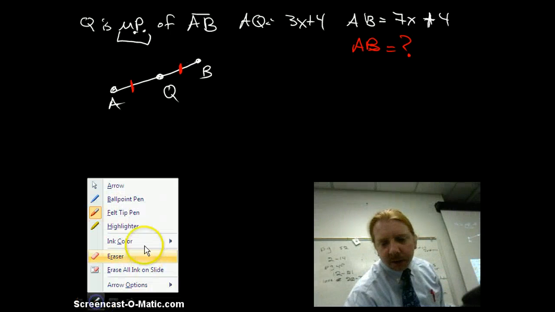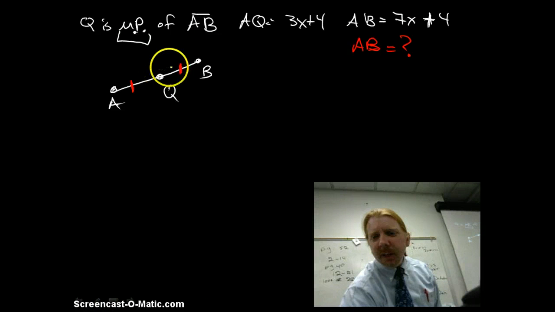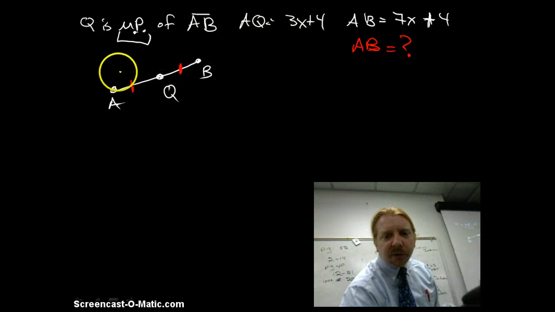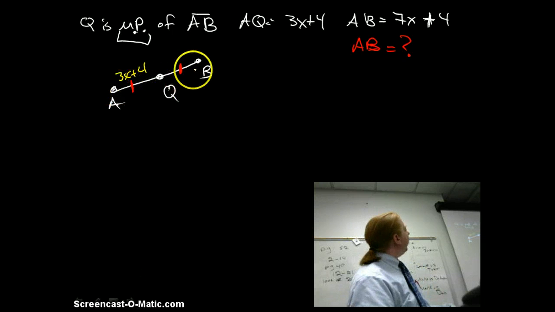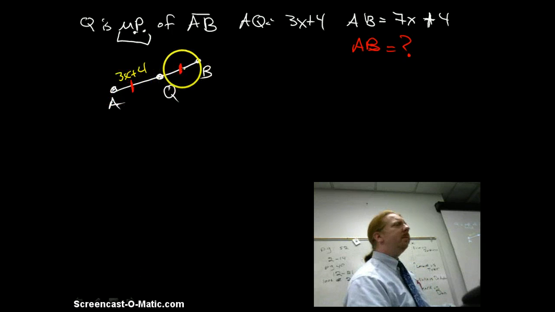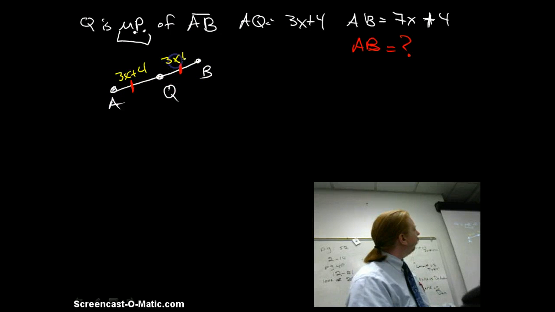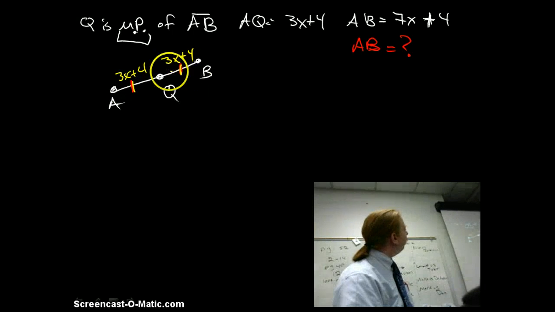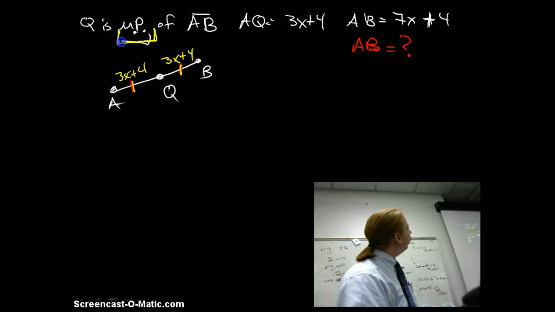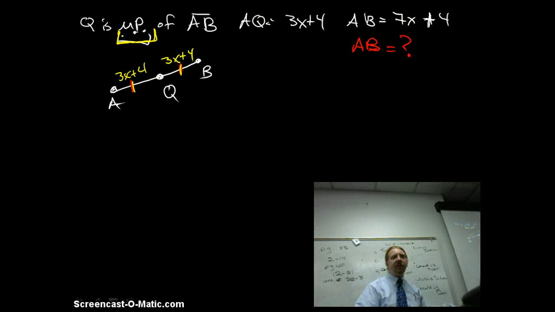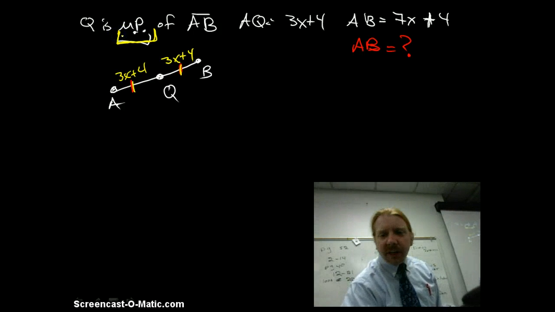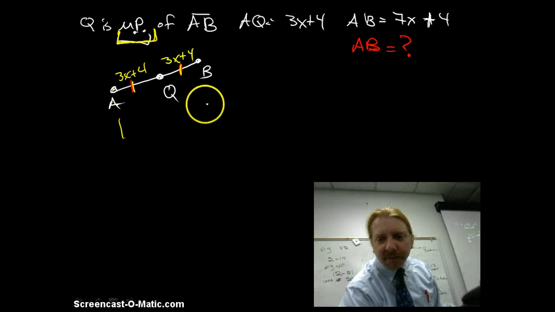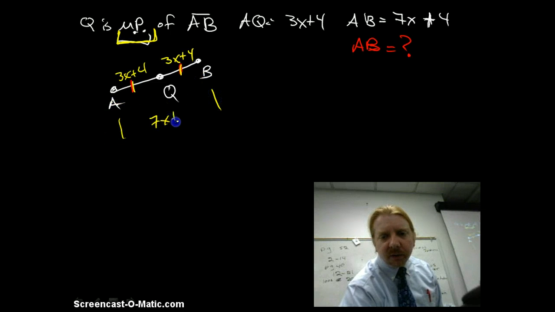I'm also going to mark what's given in the problem. AQ is 3x plus 4, so 3x plus 4. If AQ is that, how big is QB? 3x plus 4. It's also 3x plus 4. We have these tick marks that show they're congruent. We also know Q is the midpoint. So what that does is it sets up some success here. I also know that AB, this whole thing, is 7x plus 4.